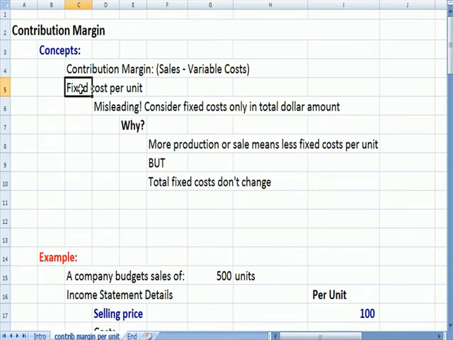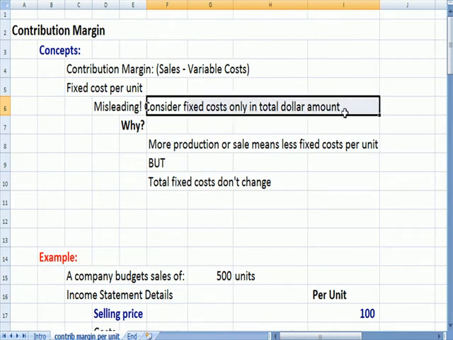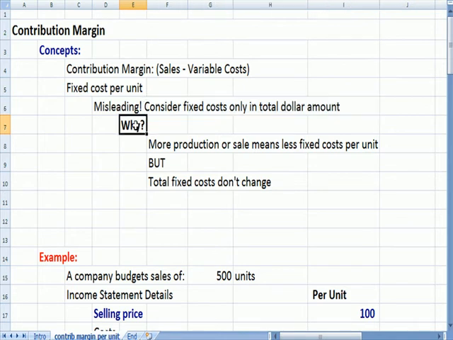And a second point that relates to this question is using fixed costs per unit, which I mentioned here is misleading. You should consider fixed costs only in total dollar amount. Now, I've left fixed costs per unit in this question because you'll see fixed costs per unit used a lot in test questions. But in practical use, you should only consider fixed costs in total dollar amount, and here's why.